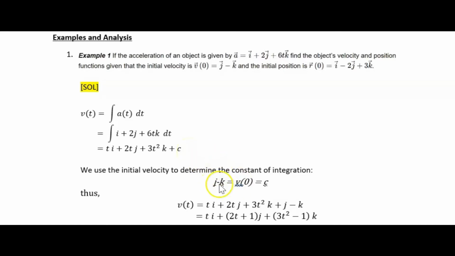So we know from the question that v0 equals j - k and v0 is also equal to c. We can substitute this j - k into this equation. So this will help us get the initial velocity, where the answer will be ti + 2tj + 3t² k + j - k, and we rearrange them. We'll get ti + (2t + 1)j + (3t² - 1)k.